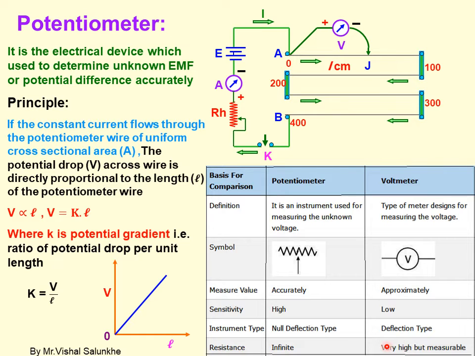So voltmeter will show some voltage directly. The resistance of a potentiometer is infinite, and that of a voltmeter is very high but measurable. We are going to discuss this resistance concept in the topic of magnetic effect of electric current. Okay, next, hope you understand this.